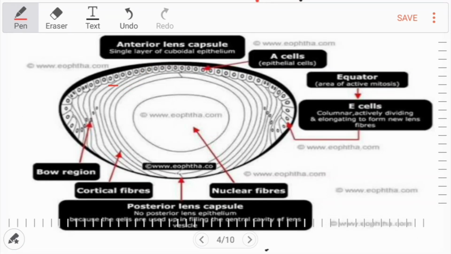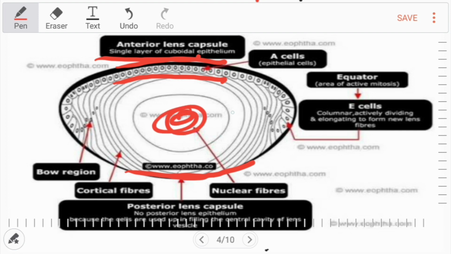Now we'll see the lens epithelium. The lens epithelium lies just beneath the capsule. As you can see, here is the epithelium and here is the capsule. The epithelium is made up of a single layer of cuboidal cells. It lies only on the anterior surface, not on the posterior surface, because the cells are used in filling the central cavity of the lens before birth.